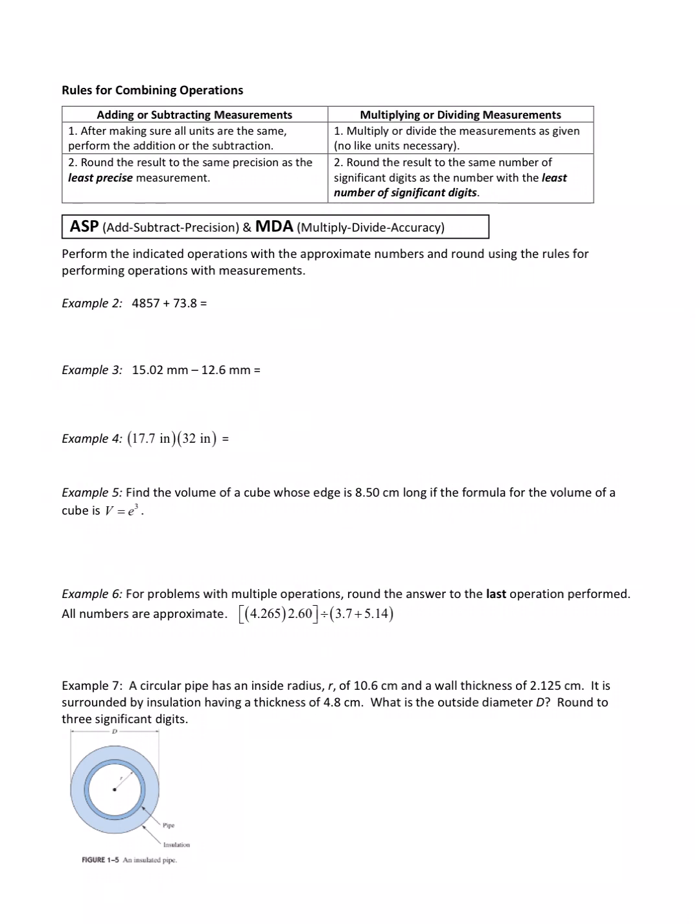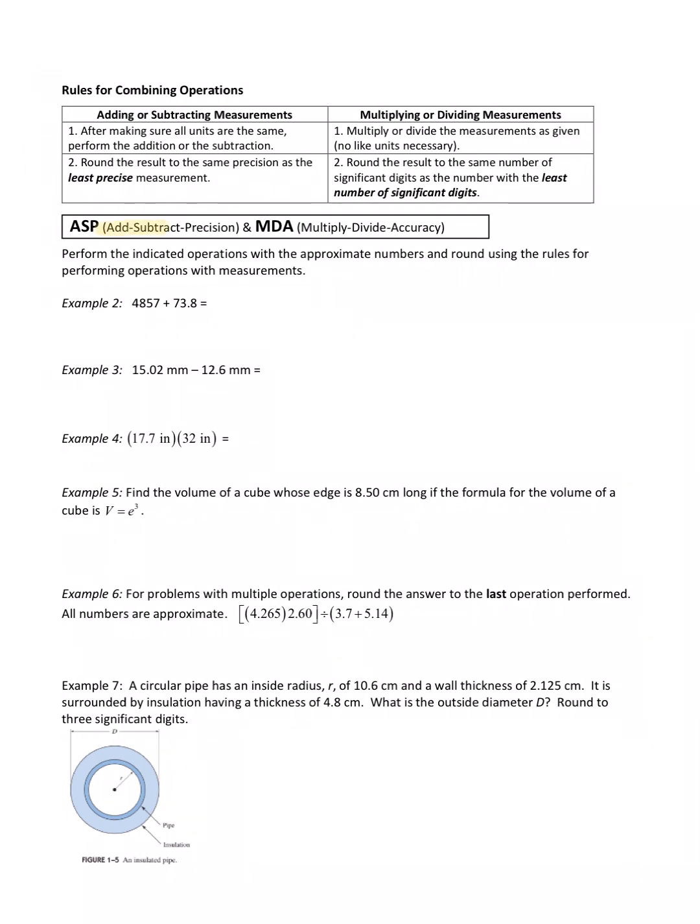So for example 2, well, the instructions say perform the indicated operations with the approximate numbers and round using the rules for performing operations with measurements. We say approximate because if we were working with exact numbers, we would not take those into account for how many significant digits they have. So for example 2, 4,857 plus 73.8.